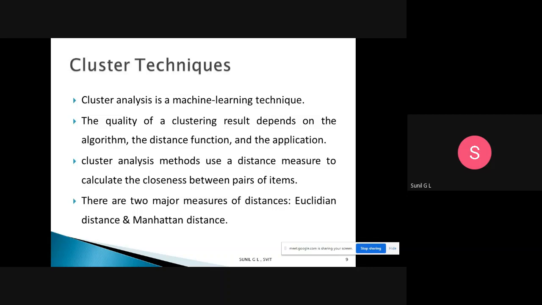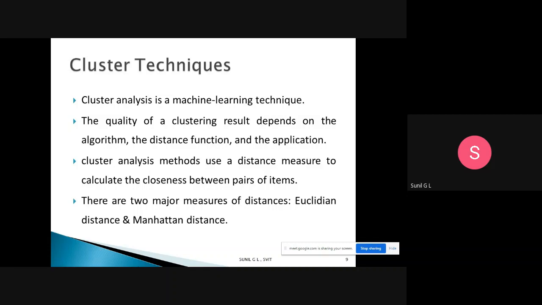Based on the clustering algorithm and the distance function, we have two distance functions: the Euclidean distance algorithm and the Manhattan distance algorithm. So which distance algorithm you are using, and the application of the cluster: based on these three criteria, the quality of the clusters will depend.